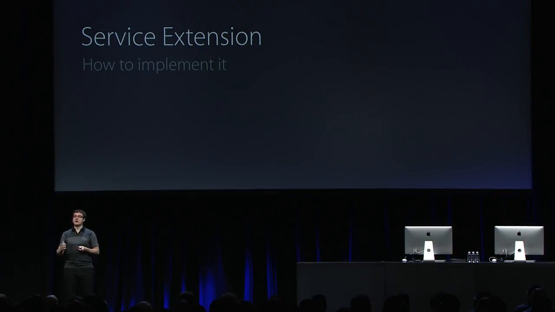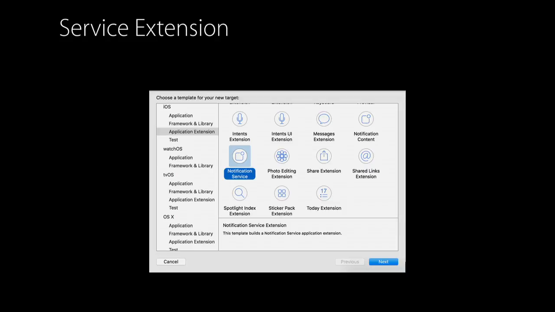Now, let's talk about how you can actually implement this new service extension in your application. The first thing you will need to do is, in your Xcode project, add a new target. You can use the template, which is located under the application extension section, and it is known as the notification service. Now, this template has one main class, so we are going to take a look at a simplified version of it.